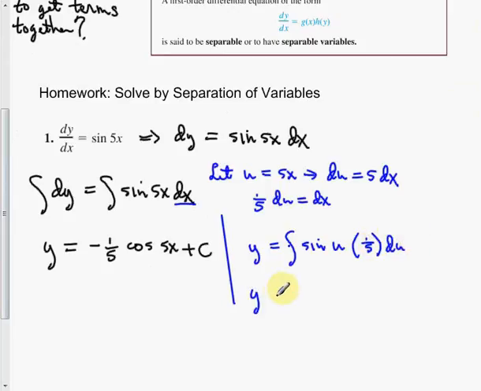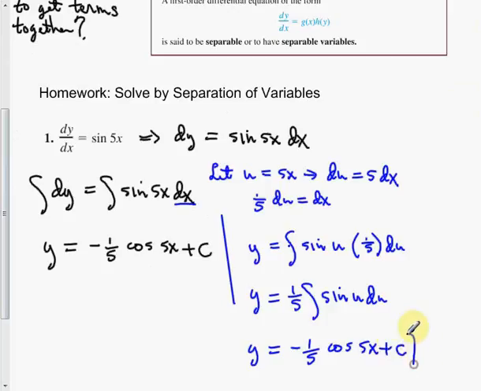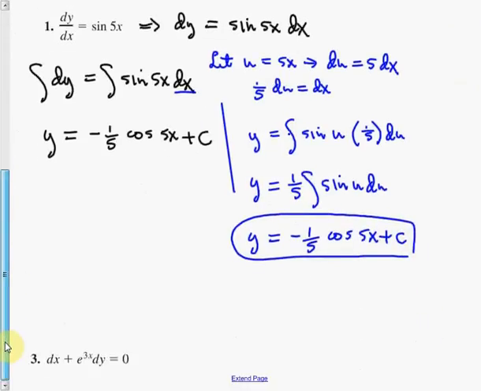And so you have y is equal to 1/5 times the integral of sine u du, and then the integral of sine is the negative, and so y is negative 1/5 cosine of u, or 5x, plus some constant. Okay, everybody fine with that?